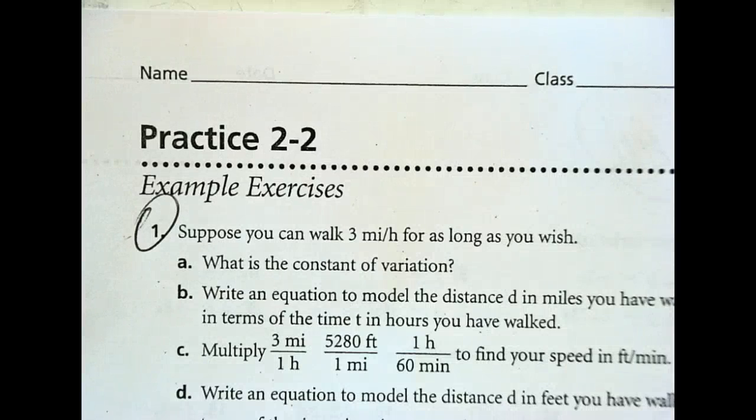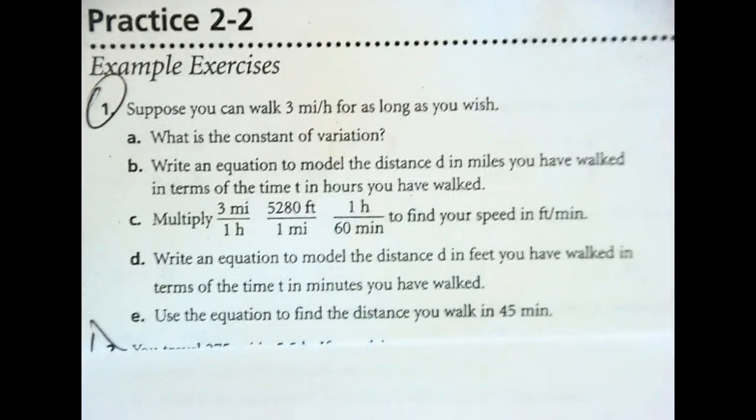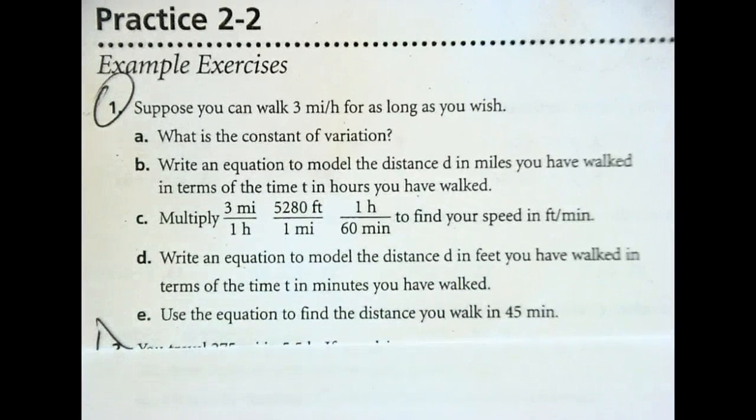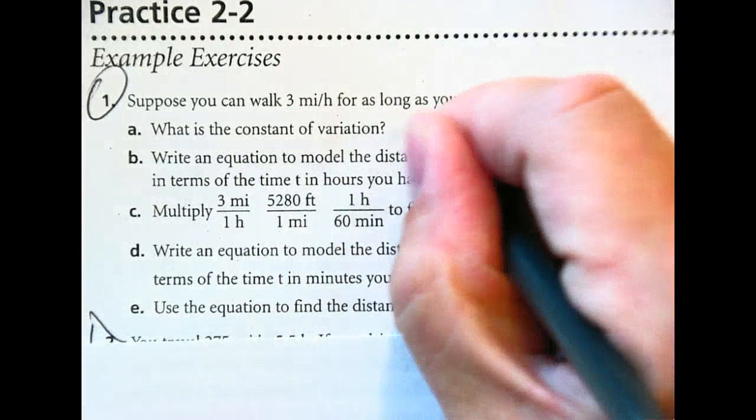I want you to take out yesterday's assignment. I want to just make sure we're good on this. So on our assignment, example side, number 1: suppose you walk 3 miles per hour for as long as you wish. I love that. Just as long as you want to walk. Hey, you can do it. 3 miles an hour. What is the constant of variation? Tell your neighbor. 3. Good. 3 is the answer.